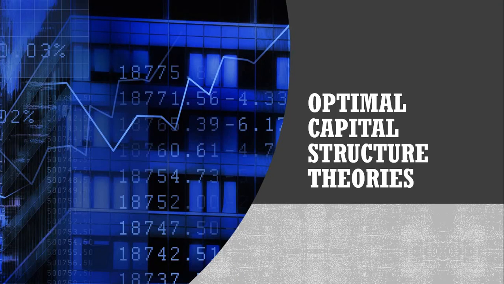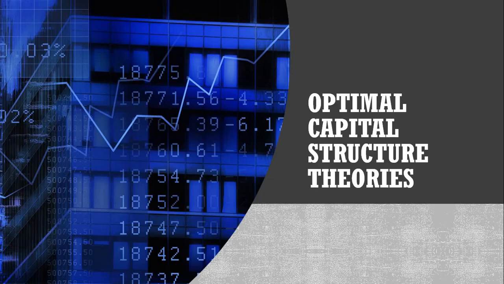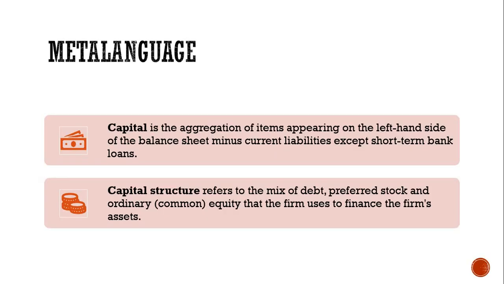Okay, so optimal capital structure theories. For this lesson, we actually have three optimal capital structure theories. So we'll discuss them one by one. But of course, let's first define capital. So capital is the aggregation of items appearing on the left hand side of the balance sheet minus current liabilities except short-term bank loans.